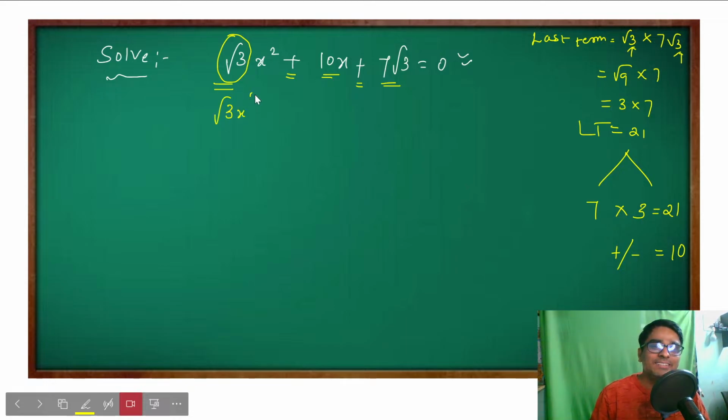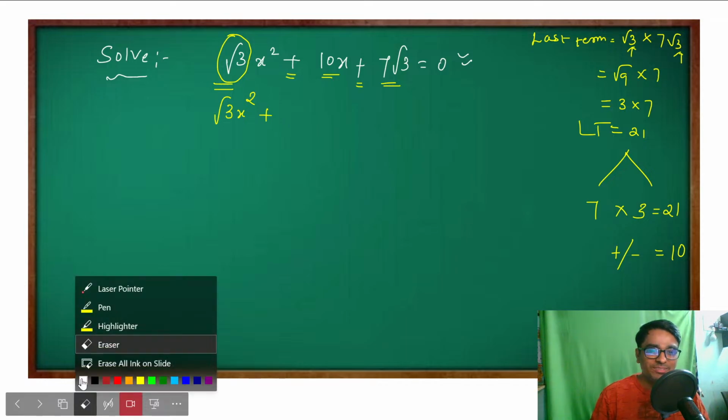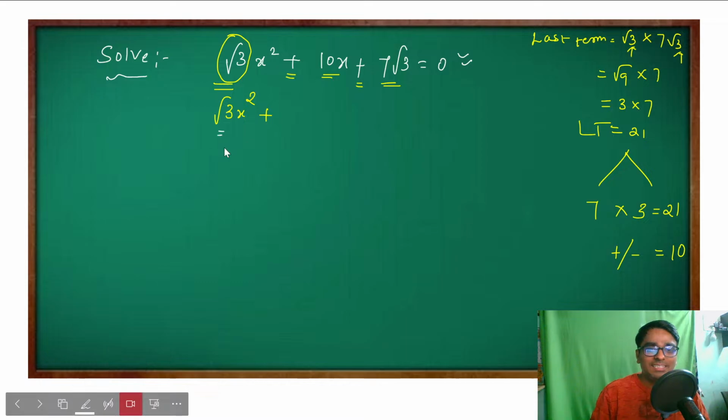Root 3 x square as it is. Then you will write 7x, or you can write 3x first. Now this is also a question, why are you writing 3x first? Because I have root 3 here. I have root 3 here. His brother only I will write, right? So brothers in one family. Then these two brothers are in another family. 7.